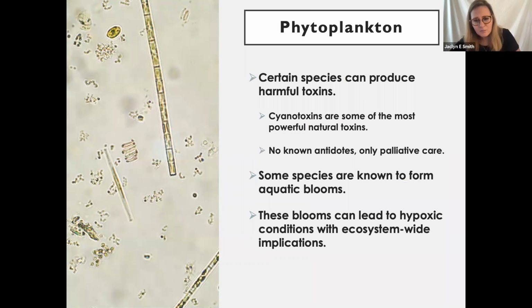So some species of phytoplankton are even capable of producing poisons called cyanotoxins. There's a couple other toxins as well. And some of them are actually some of the most powerful natural toxins known to man. And furthermore, there's no known antidotes for these. And it's basically just symptom-based or palliative care. Some species are even known to form large blooms, aquatic blooms, and these can actually lead to hypoxic conditions with ecosystem-wide implications.